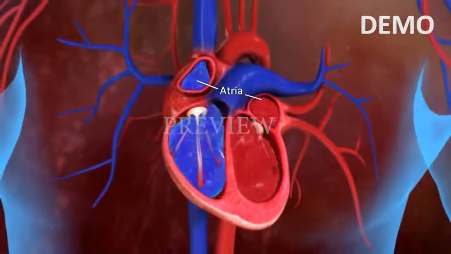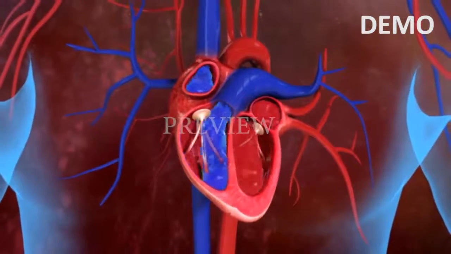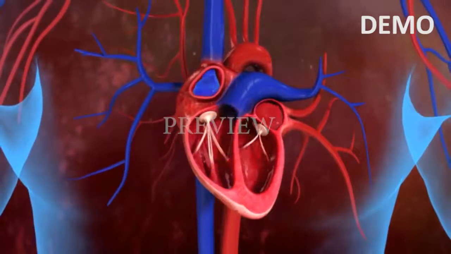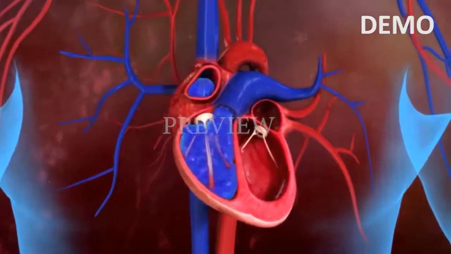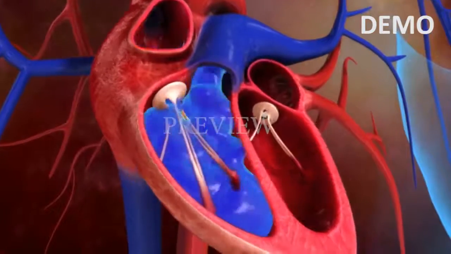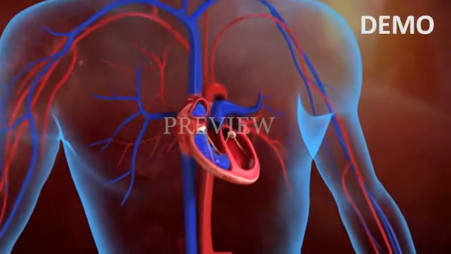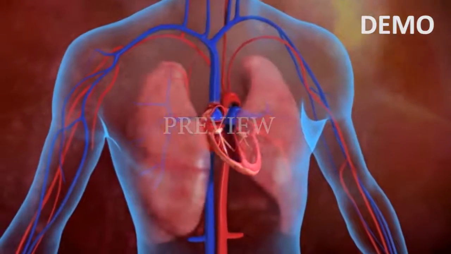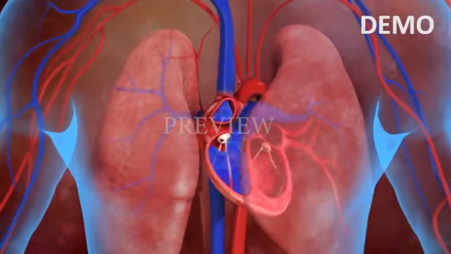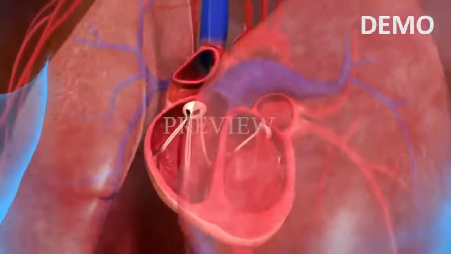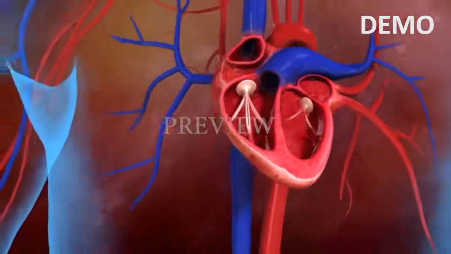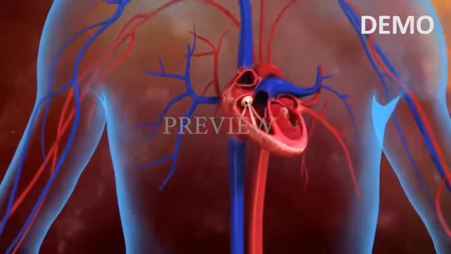The atria receive the blood and send it to the ventricles. The ventricles pump the blood received from the atria out of the heart. The right side of the heart receives carbon dioxide-rich blood returning from the various parts of the body and pumps it to the lungs, where it picks up oxygen. The left side of the heart collects oxygen-rich blood coming from the lungs and pumps it to all parts of the body.